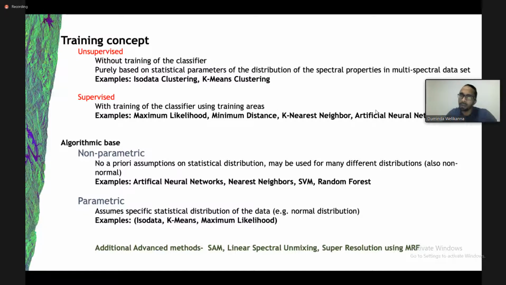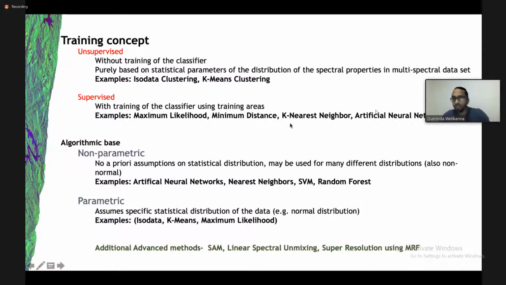Not going into detail, because if I have to talk about ISODATA clustering, maybe it's a 3 or 4 hour lecture. K-means clustering, maybe 2 days of lecture. And then supervised classification: in supervised classification, I supervise the classification. I say this pixel is forest, this pixel is building, this pixel is water. You classify, and then it gives me the classification.